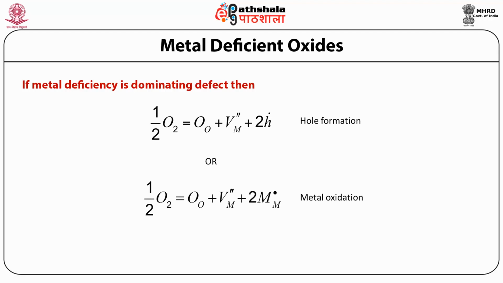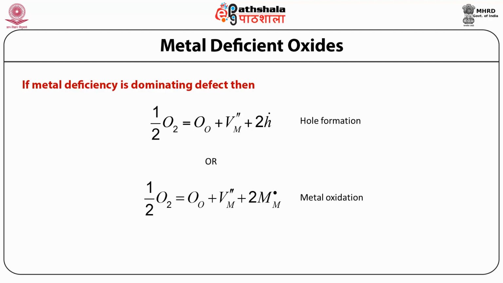1/2 O2 gives OO plus VM double prime plus 2h dot. So here in this case there is a hole formation. We can also write the same reaction as 1/2 O2 gives OO plus VM double prime plus 2 MM dot.